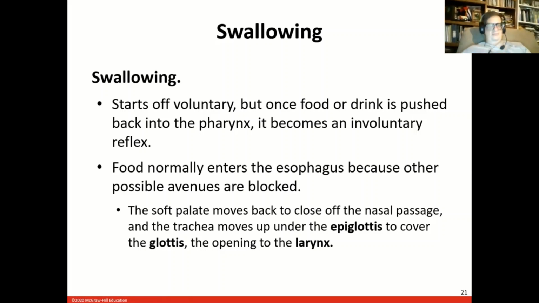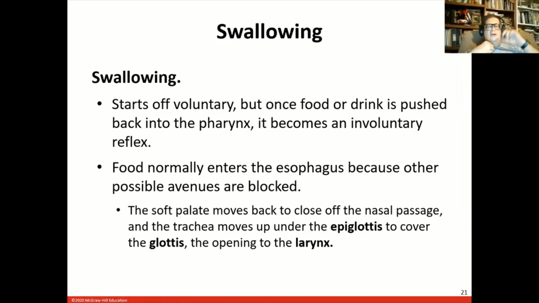Okay, not really, but. Okay, so the soft palate moves backwards to close off the nasal passage. That's where I was saying that the uvula goes up, okay? And the trachea moves up under the epiglottis.